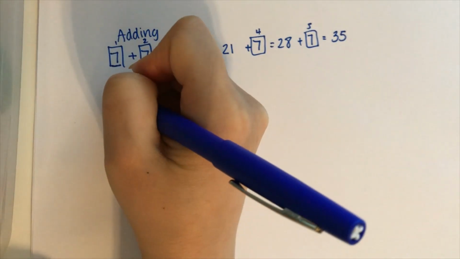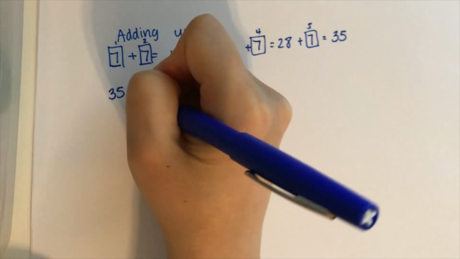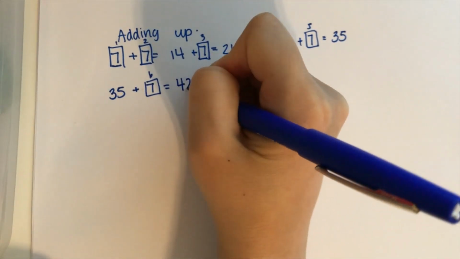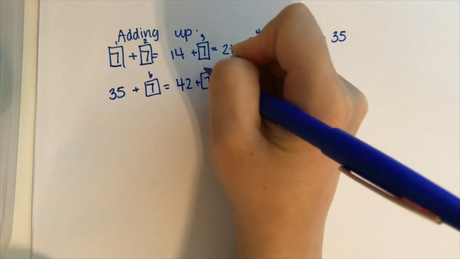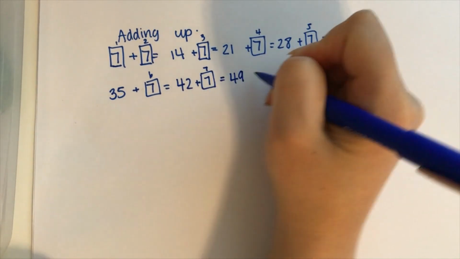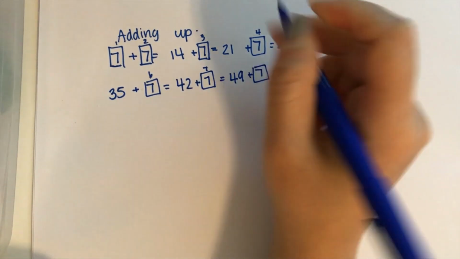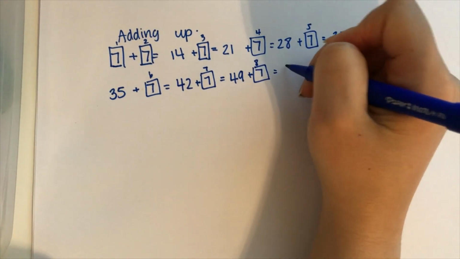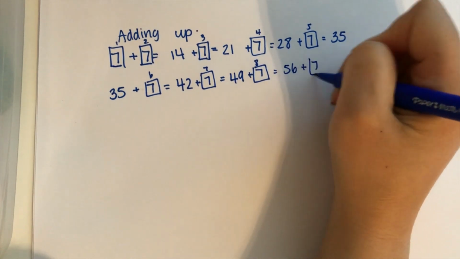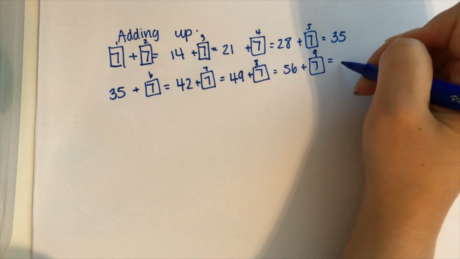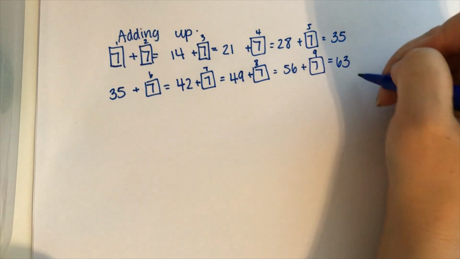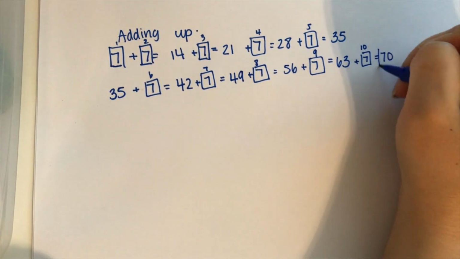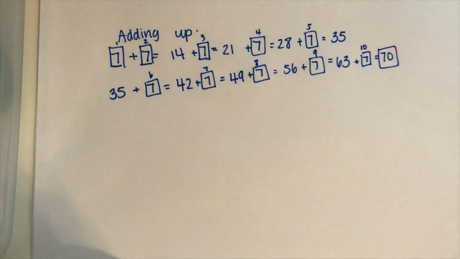I'm going to move down here so you can see it better. Then I'm going to add another bag, which is bag number 6 equals 42. Add another bag, that's bag number 7 equals 49. Plus another bag, because we need to have 10 bags of Oreos. That's bag number 8, and that is 56. Add 7 more, that's bag number 9, and that is 63. And add one more bag, which is number 10, and that is 70 Oreos altogether.